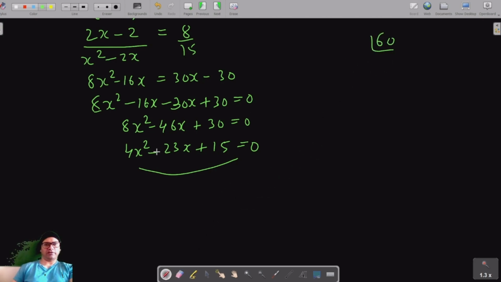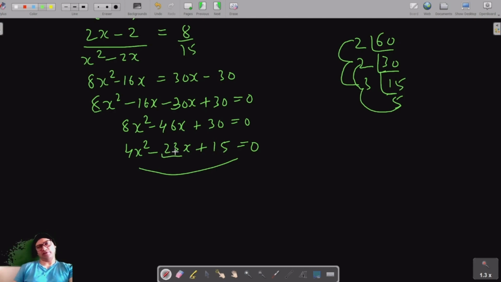So let's get the factors of 60. It's 2 into 30, 2 into 15, 3 fives are 15, 4 into 15 is 60. So for 4x squared minus 23x plus 15, we have to get the factors of 60 such that their product is 60, and if we add or subtract them, that should give us 23.